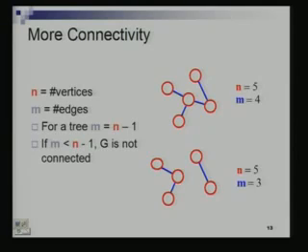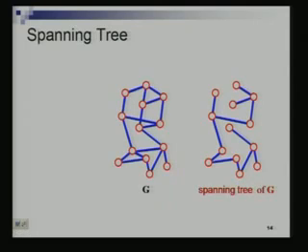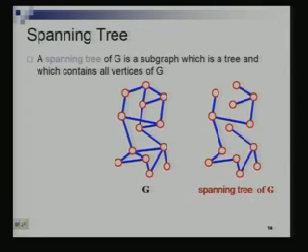So you're given a graph on n vertices and n minus k edges. How many connected components does it have? Okay, so more terms, spanning tree. A spanning tree is a subgraph of a graph, and this subgraph has to be a tree and it should include all the vertices of the graph.